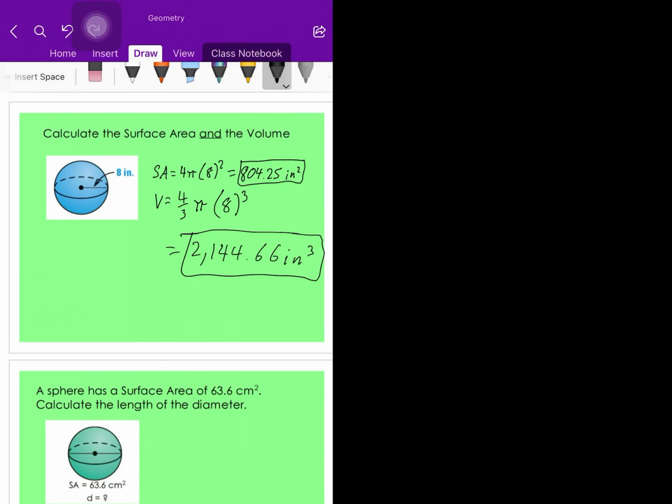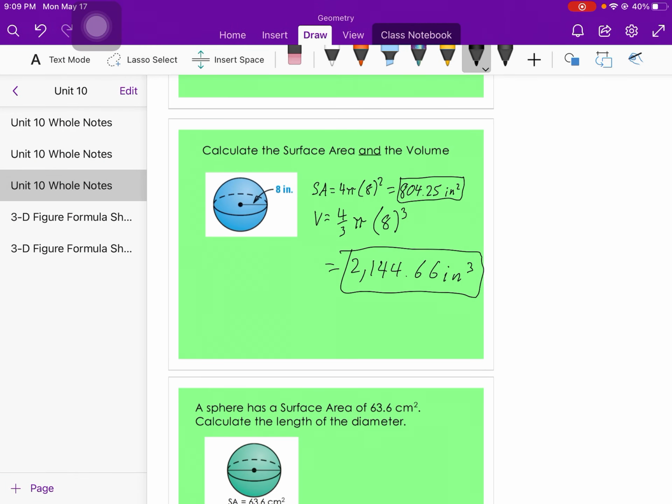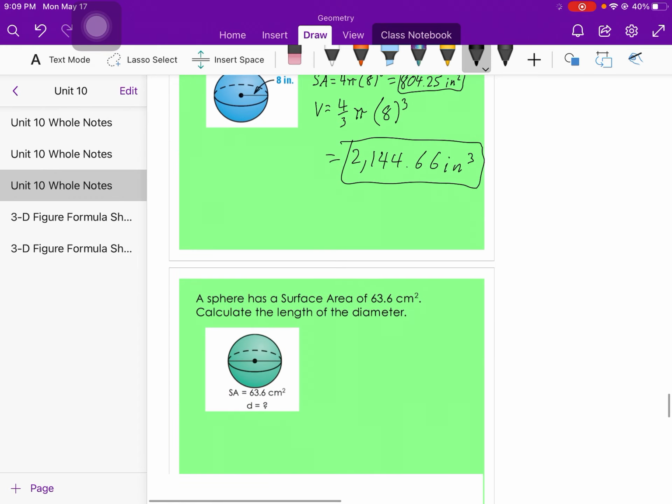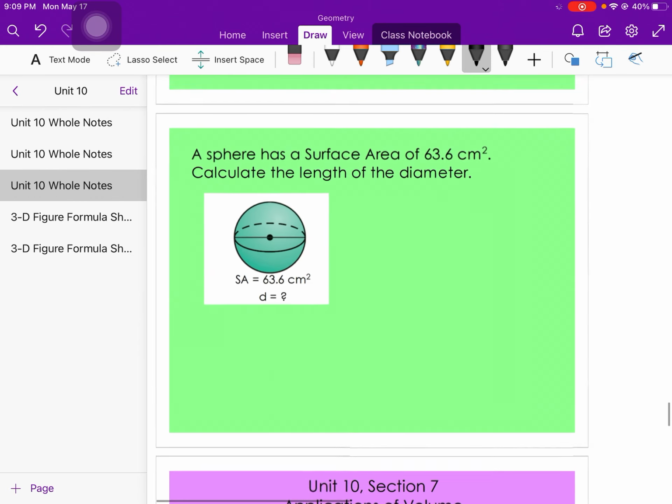So again, these are pretty straightforward. As long as you have the radius, you can pretty much just plug everything in right away because 4/3 pi and 4 are just constants of the equations.